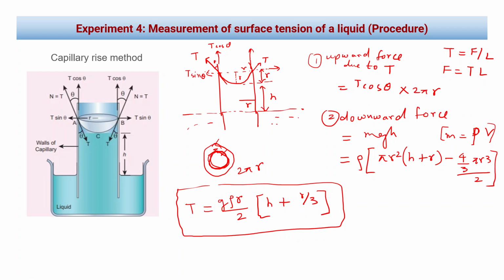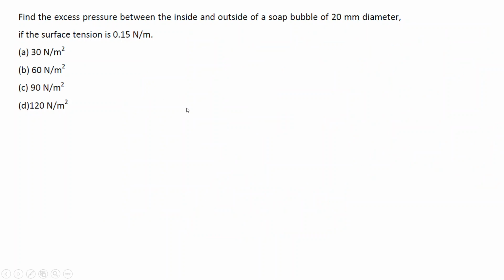Now again, moving on, trying to solve the problems for this concept. Just a minute. Yeah, we have time. So this is our first question. The question is, find the excess pressure between the inside and outside of a soap bubble of 20 mm diameter.